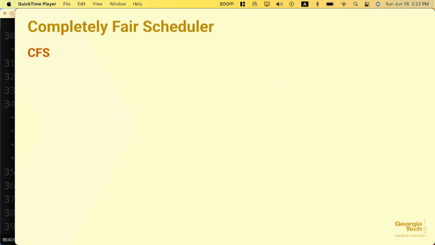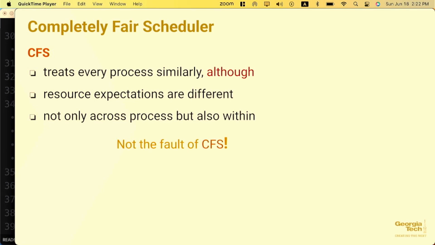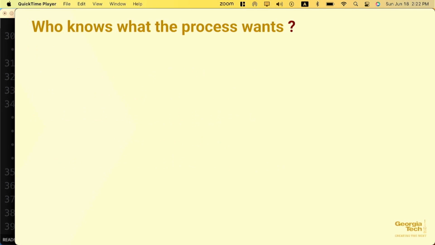So CFS, the completely fair scheduler in Linux, treats all processes similarly, although every process has different resource requirements. The requirements vary across different processes, and not just across processes, but also within a process. Dynamically, there can be different kinds of resource requirements in different phases of execution of the process. However, it's not the fault of CFS, because the scheduler does not know what the process wants. Then who knows what the process wants?